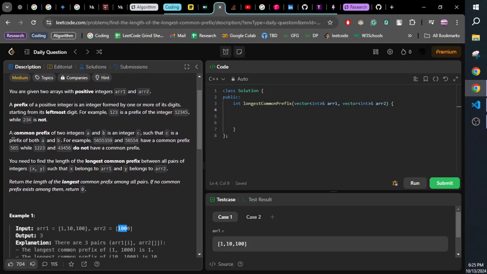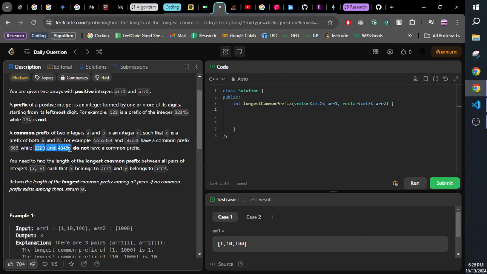When you go from left to right, we can identify the prefix of a number. So they are saying that a common prefix of two numbers a and b is an integer c such that c is a prefix of both a and b. For example, in these two numbers, 5655 will actually be the common prefix, right? I think they have made a mistake. In these two numbers we can surely say that 5655, right? They have said 565. This is not correct, I guess. While 1223 and 456 don't have a common prefix.